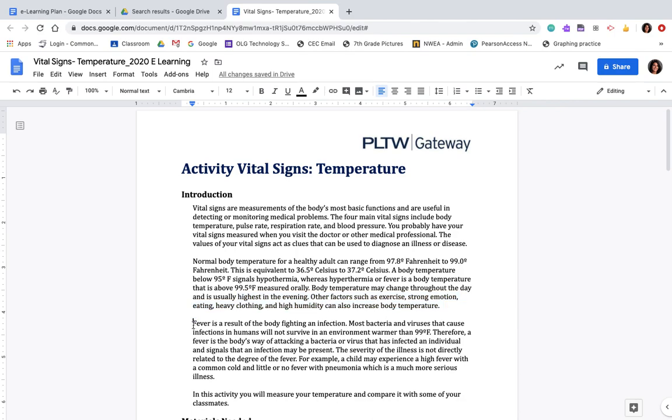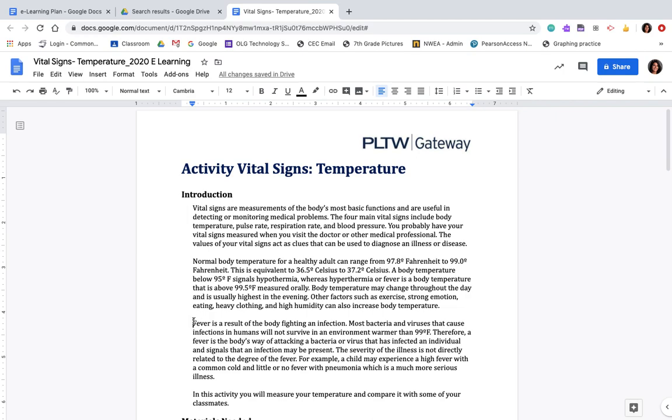Fever is the result of the body fighting an infection. Most bacteria and viruses that cause infection in humans will not survive in an environment warmer than 99. Therefore, a fever is the body's way of attacking bacteria or virus that has infected an individual and signals that the infection may be present. The severity of the illness is not directly related to the degree of the fever. For example, a child may experience a high fever with a common cold and little or no fever with pneumonia, which is a much more serious illness.